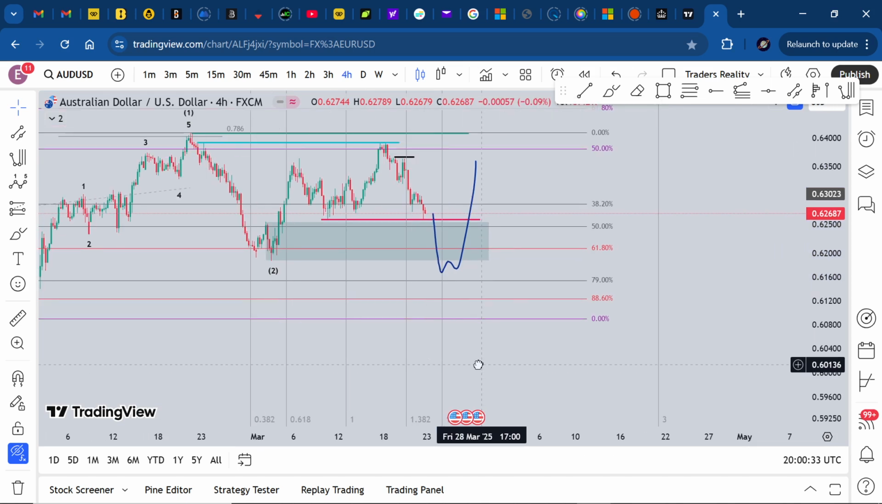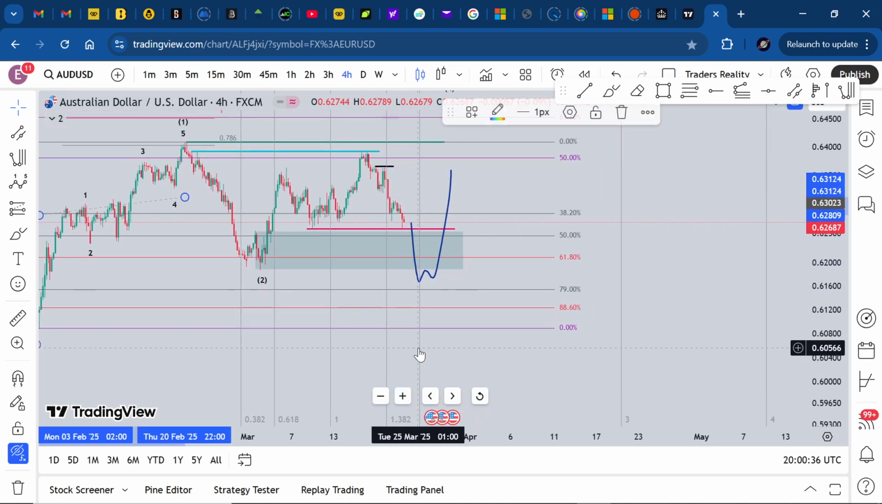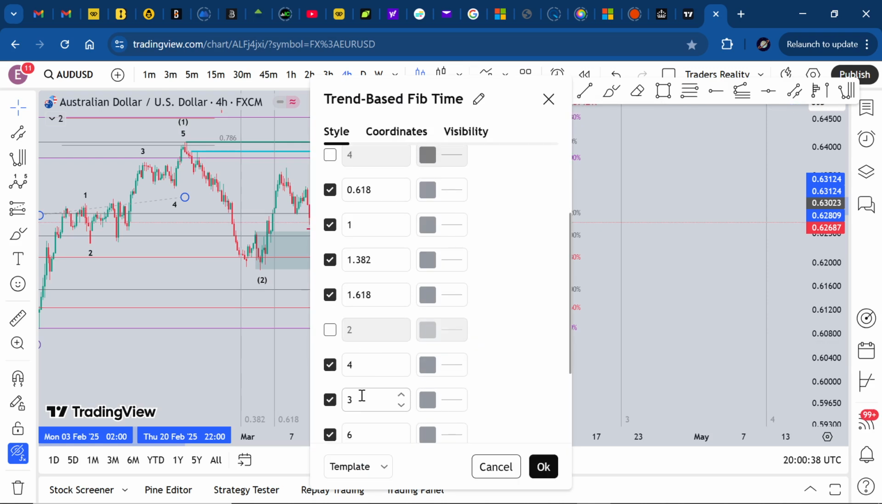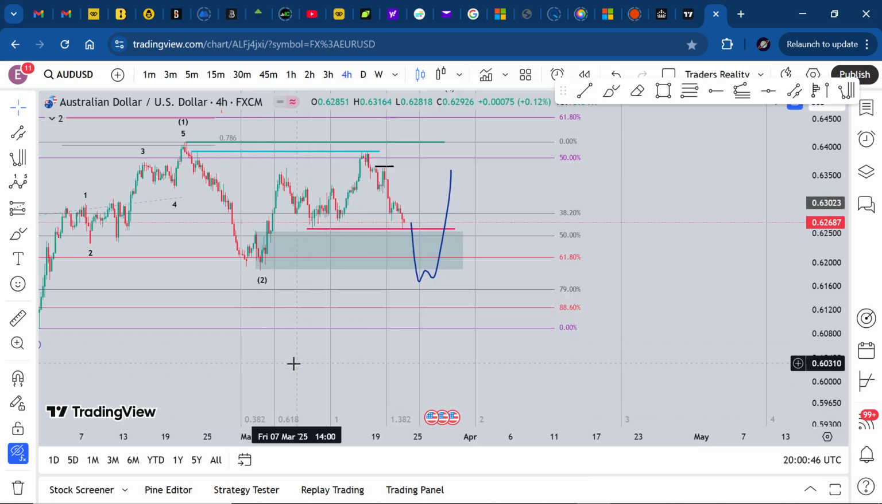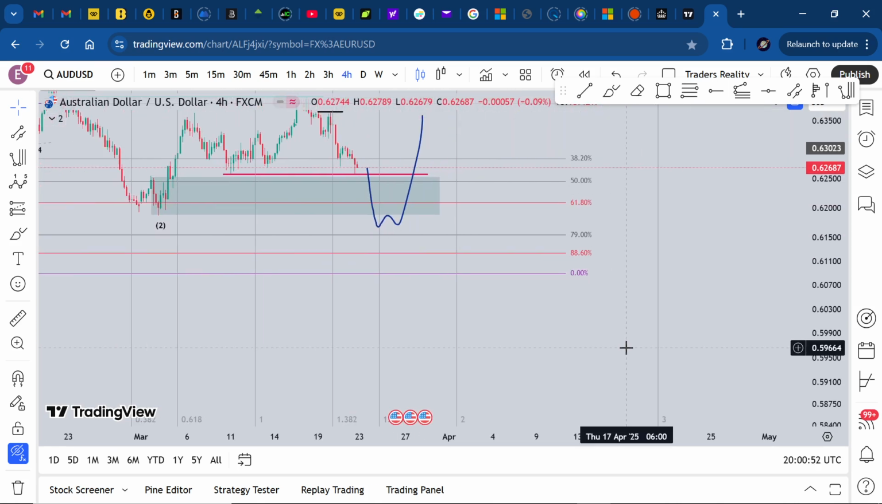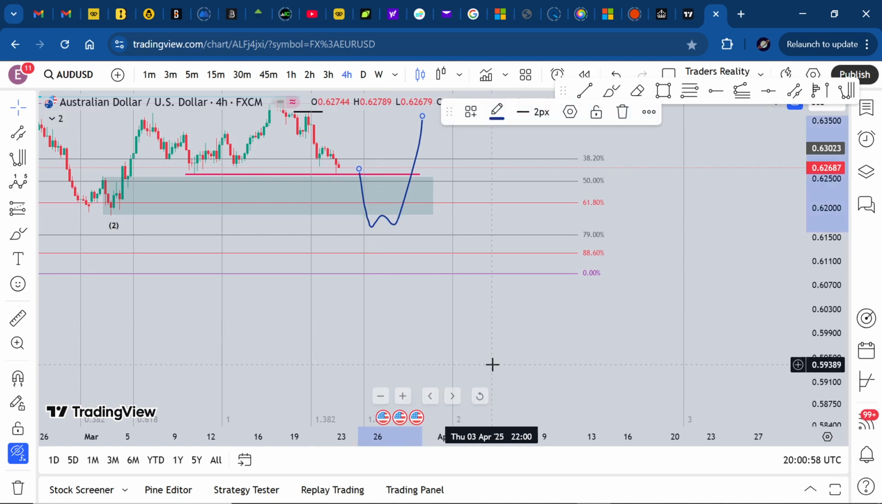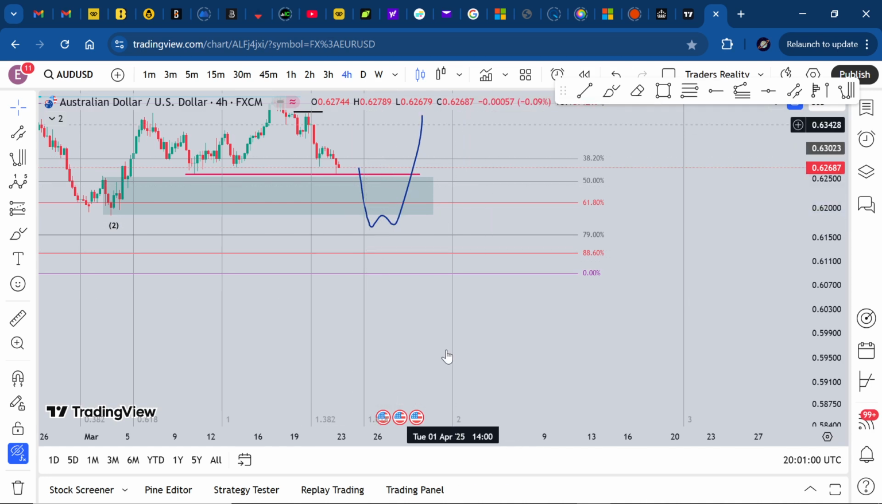Because it's more common for wave 2 to be like 1.618 the length of 1, or higher, 2 times, 3 times longer. You know, not 0.382. So bringing it to here, I thought I had 1.618. Yeah, this is the 1.618. You know, I'd favor that, something like that.